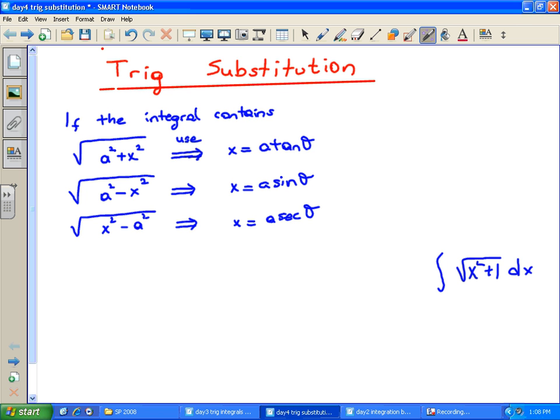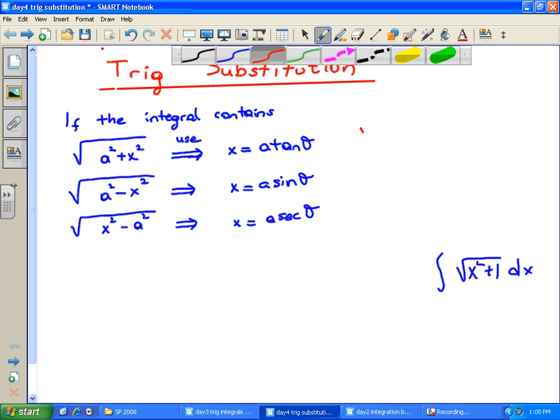Now, let me give you a little bit of background. Where did these things come from? They didn't fall from the sky. There is a reason why we're using these substitutions, and let me try to explain to you exactly why they are helpful in these problems. So let's say the case of a tangent theta. What would happen if you plug it back into that square root? What would that square root become?